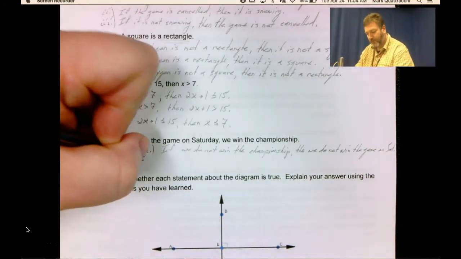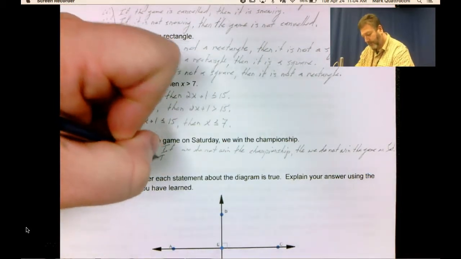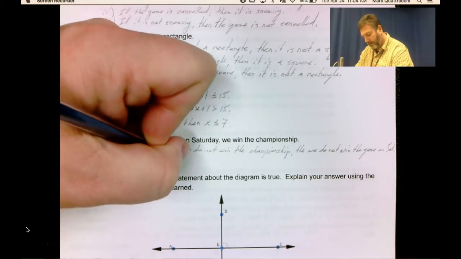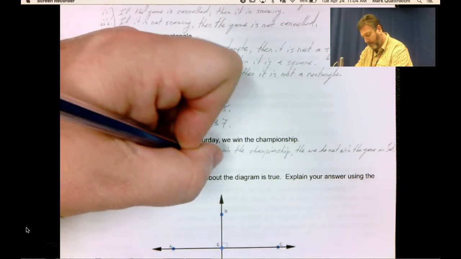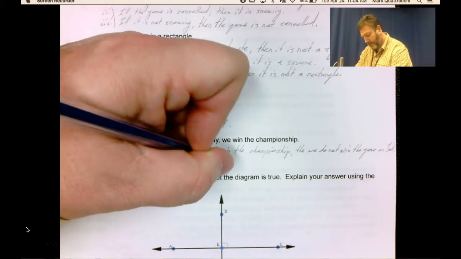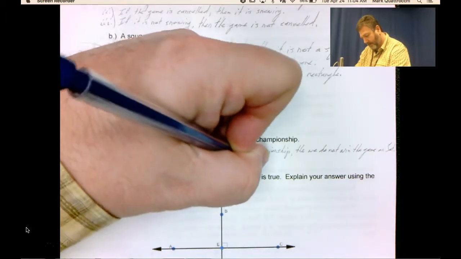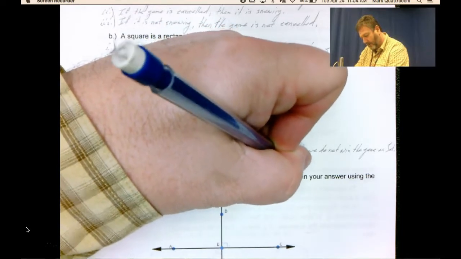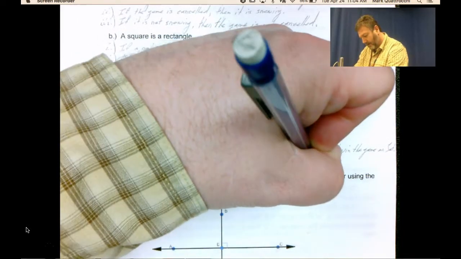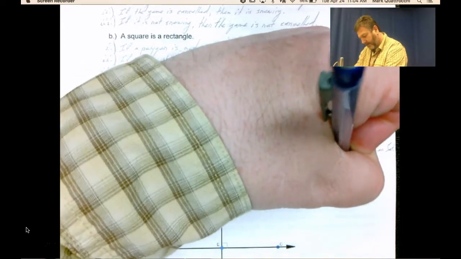Roman numeral 2. Converse. Just switch them, don't negate them. If we win the championship, then we win the game on Saturday.